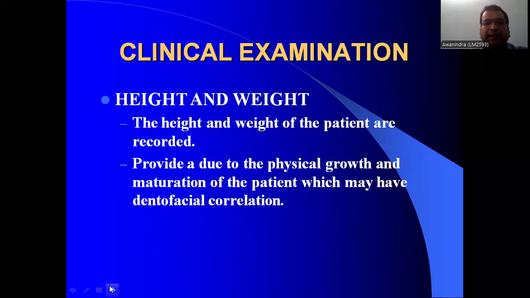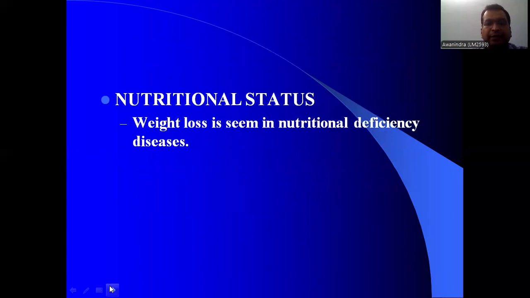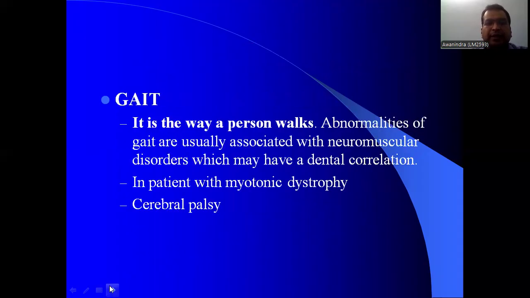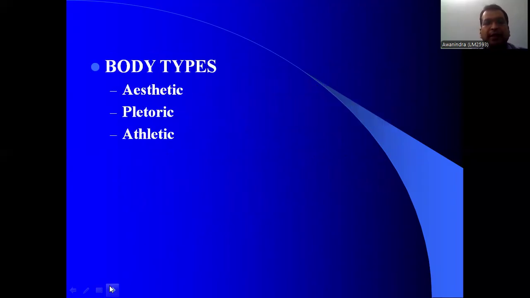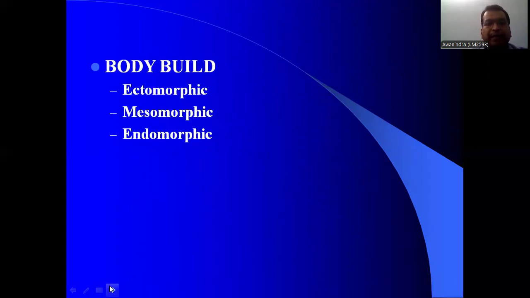Then comes the clinical examination. We should know the height and weight of the patient to assess physical growth and maturation, which may have a dentofacial relation, nutritional status, gait of the patient, how the patient walks, and posture of the patient. Abnormal posture can predispose to malocclusion due to alteration in maxillomandibular relation. Body types: aesthetic, plethoric, athletic body build. Body build of the patient is divided into ectomorphic, mesomorphic, endomorphic.